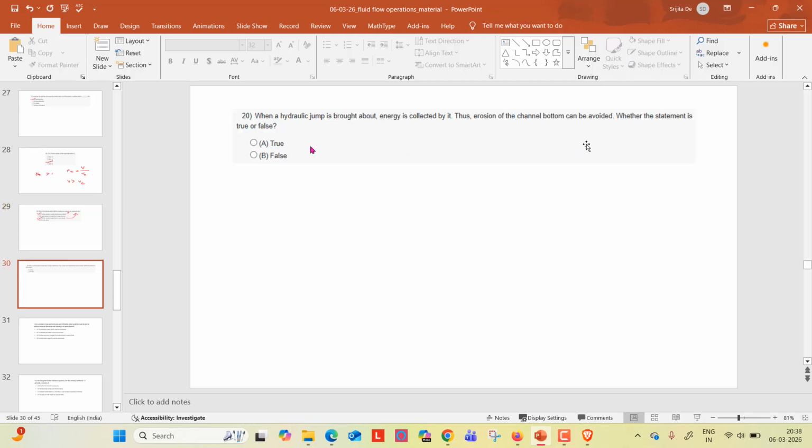Next, when a hydraulic jump is brought about, energy is collected by it. Thus, erosion of the channel bottom can be avoided. Whether the statement is true or false. This is true. Sorry, I made a mistake. Energy is not collected by it. Energy is dissipated by it. Hydraulic jump is brought about to prevent the erosion in the channel, and that is why energy is dissipated. So be very careful about the terms. So it is false. Okay.